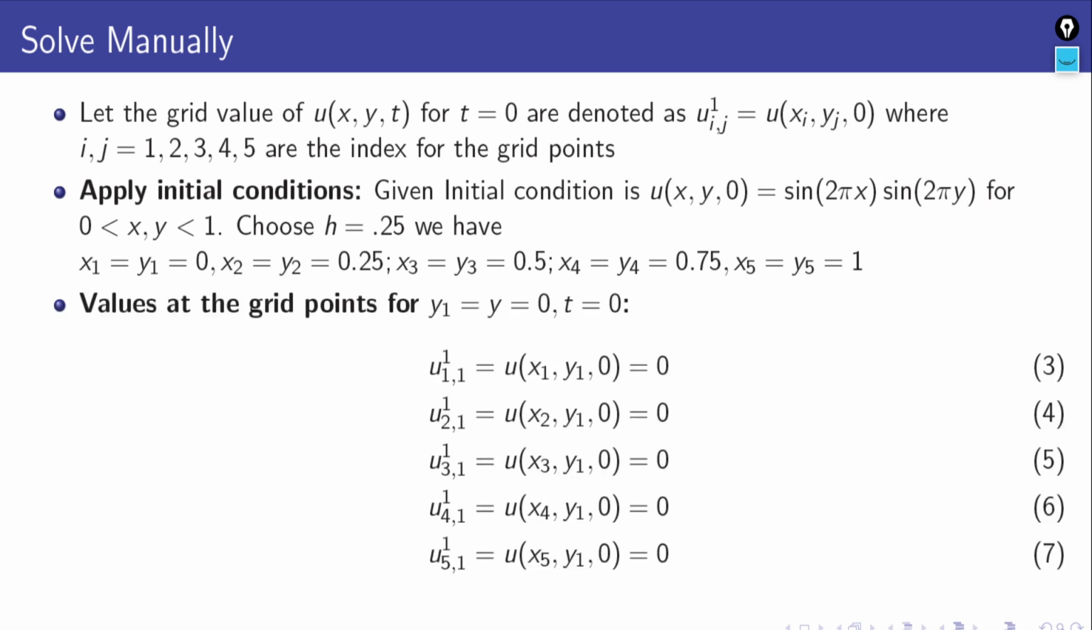See here, we needed to compute the grid point for y1 equal to 0 and t equal to 0. As we symbolize every grid point in the diagram, corresponding to that when t is 0 and y1 is equal to 0, you can see in each expression y1 is fixed. So x1, x2, x3, x4, x5 are all points on the x-axis where y is 0, and all these values are 0.